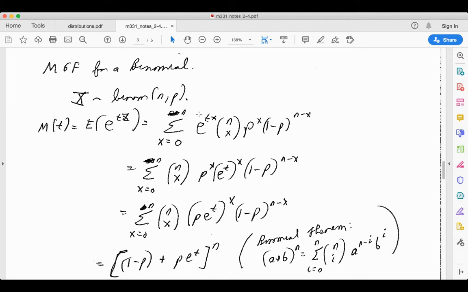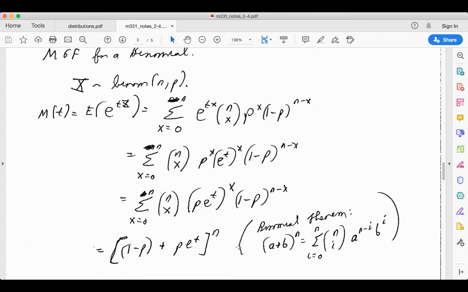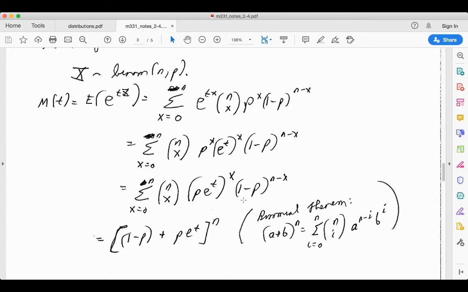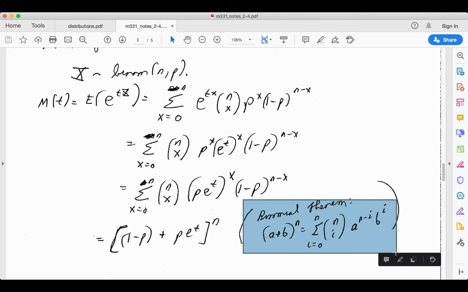I'm first of all writing e to the tx as e to the t to the x, and by commutativity moving that around a bit. And then another application of a rule of exponents says that this quantity is going to have to be the two bases multiplied together to the x power. Now, at that point, we're exactly in the form for a binomial theorem.